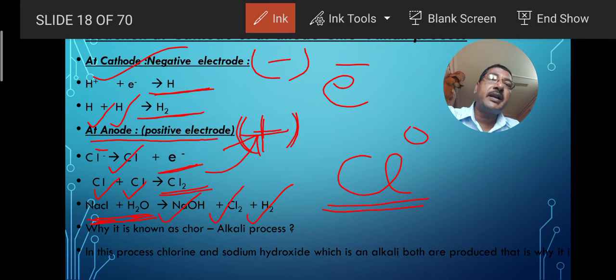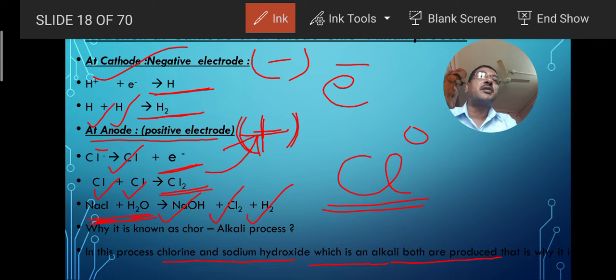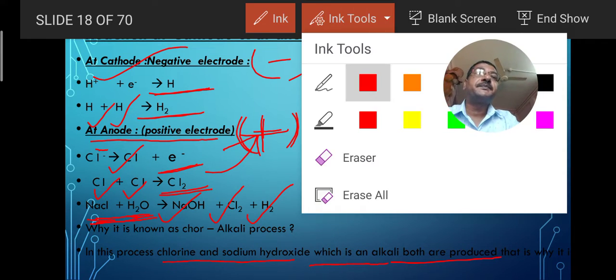I think it is clear. In this process, chlorine and sodium hydroxide, which is an alkali, are both produced. That is why it is called the chloralkali process.